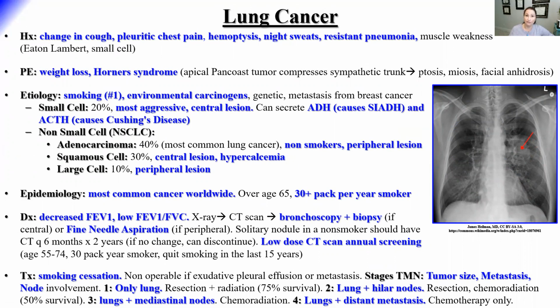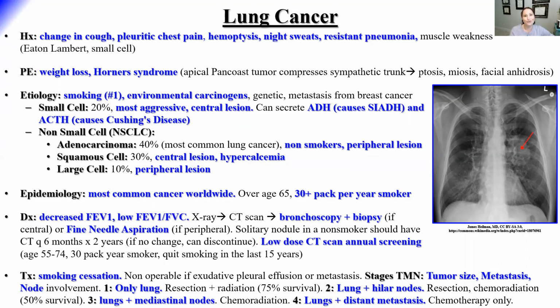Night sweats are a type of B symptom or secondary symptom. Resistant pneumonia: their pneumonia is not getting better despite multiple antibiotics because it's not pneumonia, it's actually cancer. Muscle weakness is a rare syndrome called Eaton-Lambert syndrome, and that's associated with small cell types of lung cancer. Weight loss is a B type of symptom or secondary symptom.